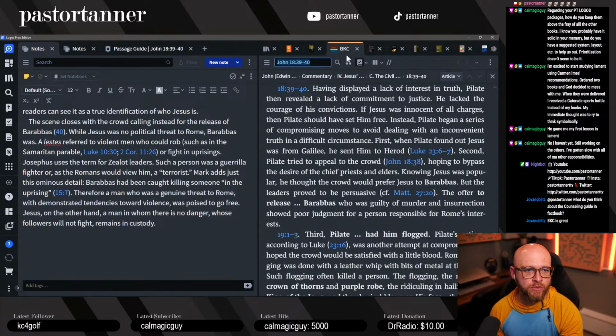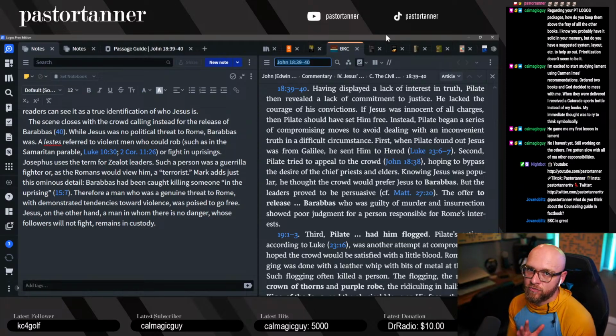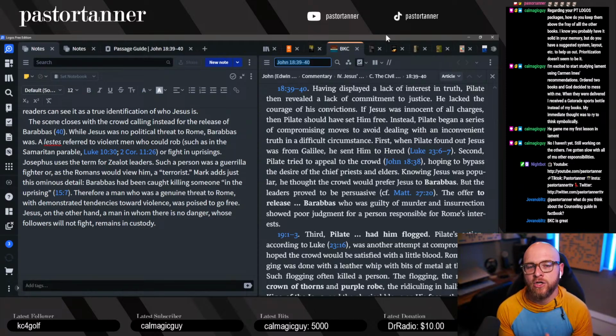Now let's go to our single volume Bible Knowledge Commentary. Having displayed a lack of interest in truth, so now we're getting into less background and word studies, and you're going to start seeing some more exegetical thoughts in here. And of course, once we get into our collations, you're going to start seeing some more good quotes and homiletical thoughts that might really spark your imagination when it comes to developing your own sermon and the things that you're going to want to bring out, right?